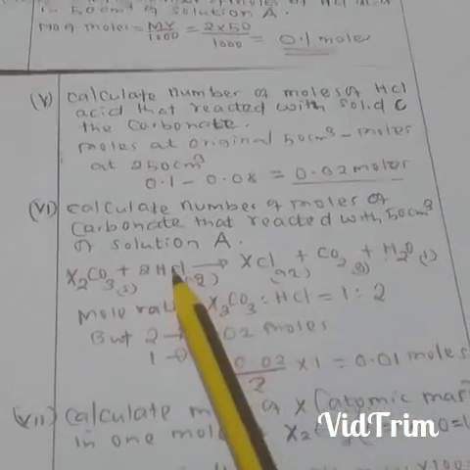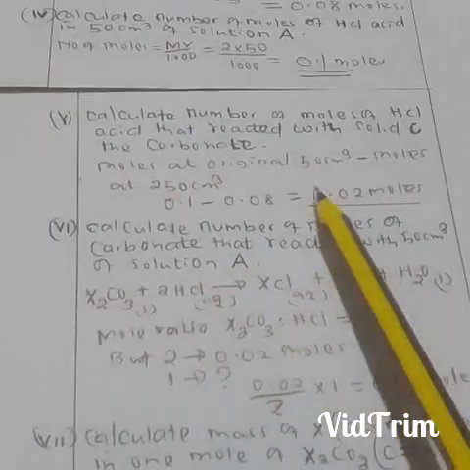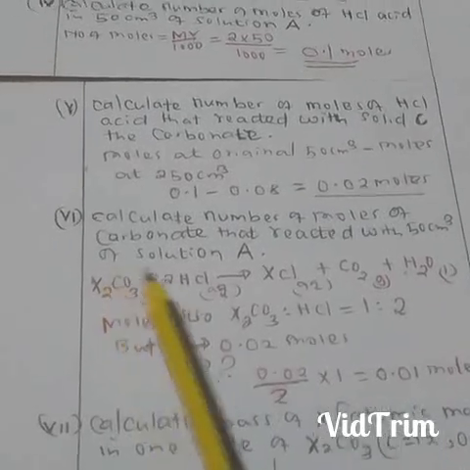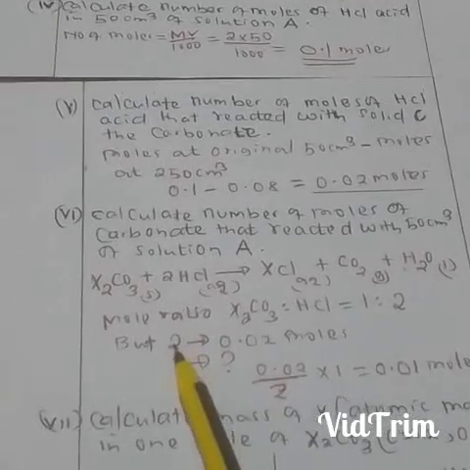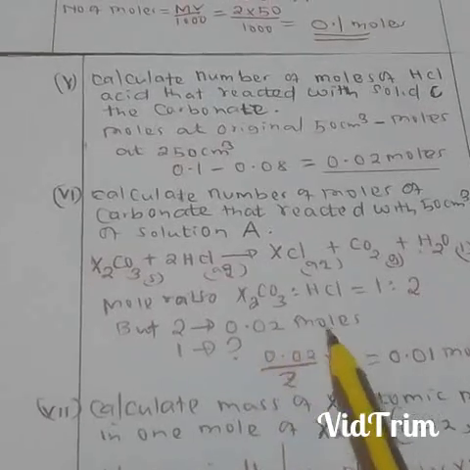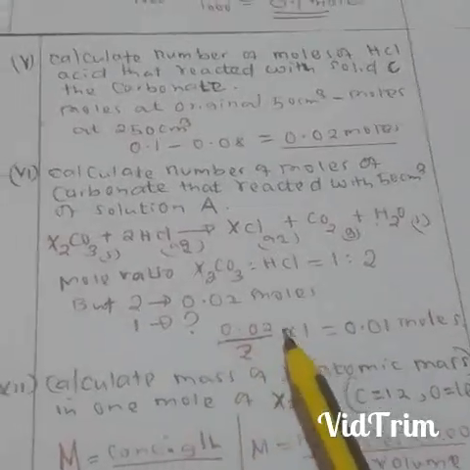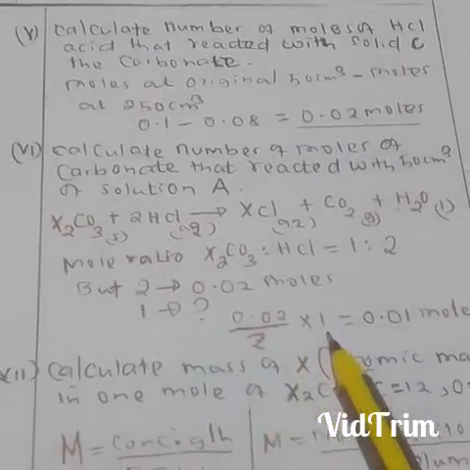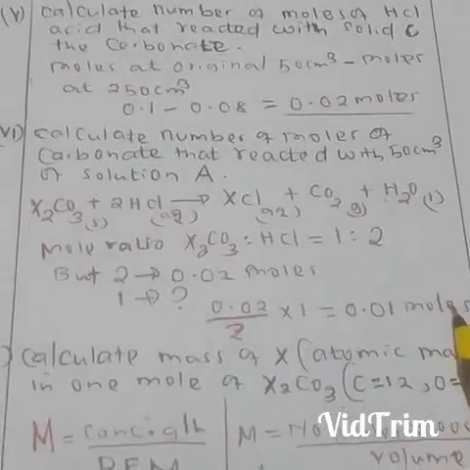Therefore, do we know the number of moles of the acid that reacted with the carbonate? Of course, yes. Look at Roman 5. It is 0.02. So to get the number of moles of the carbonate that reacted with the acid, we reason this way, using the mole ratio. So the ratio of the acid is 2, which is giving us 0.02 moles. What about ratio 1, representing the carbonate? So that's about cross multiplication. So we take 0.02 divided by 2 times 1, which is equal to 0.01 moles. Is it okay, my student?